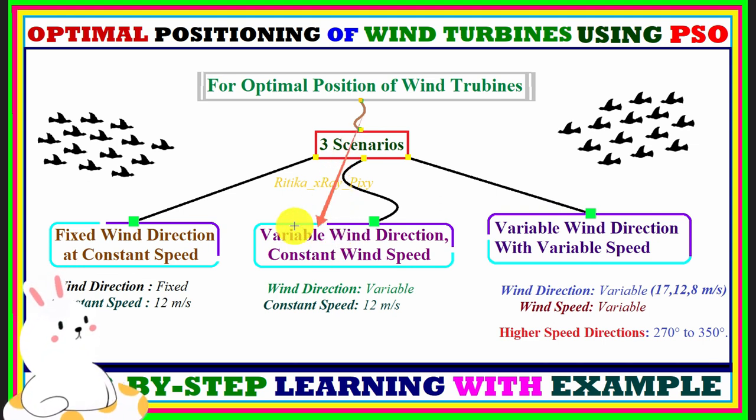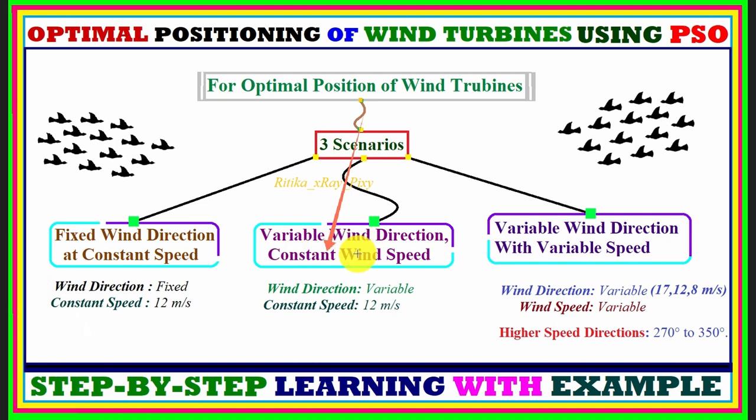In the next scenario we have variable wind directions and we have constant wind speed. So we have different wind directions and wind speed is constant. For the third scenario we have variable wind directions and variable wind speed. So we have the variable wind speed, that is 17, 12, 8, and we have the variable wind directions, and the highest wind speed directions are considered from 270 degree to 350 degree.